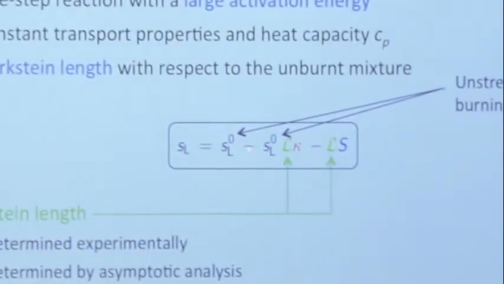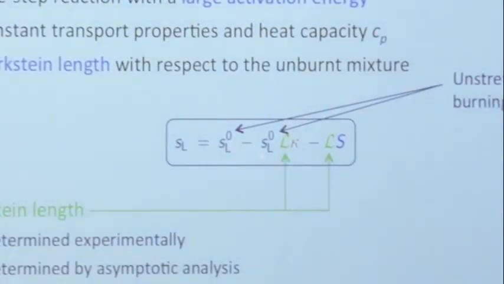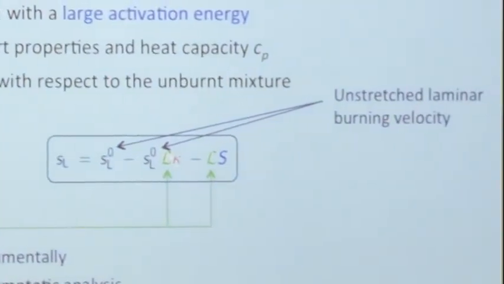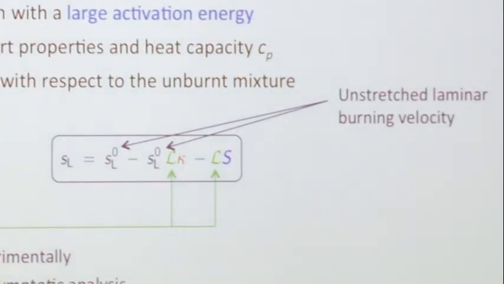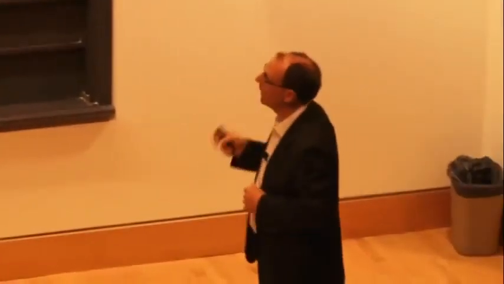Why is this important? Because look at this. This is the unstretched burning velocity. There's a minus sign here. Typically, the Markstein length is positive, and for negative curvature, you get a positive contribution here, which makes the flame faster and so on. And then the opposite for the positive curvature. It turns out this is a stabilizing effect. It doesn't make the flame unstable.